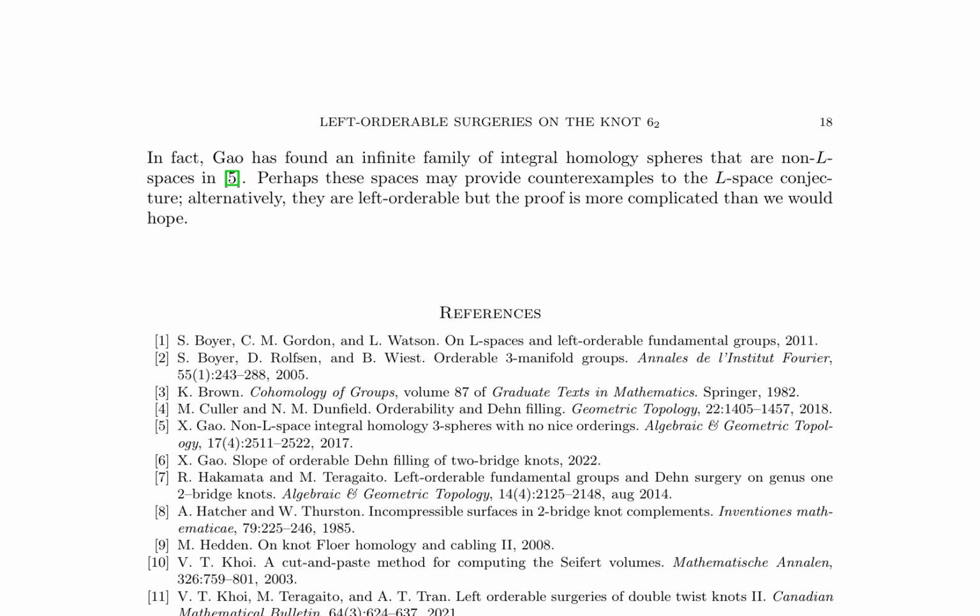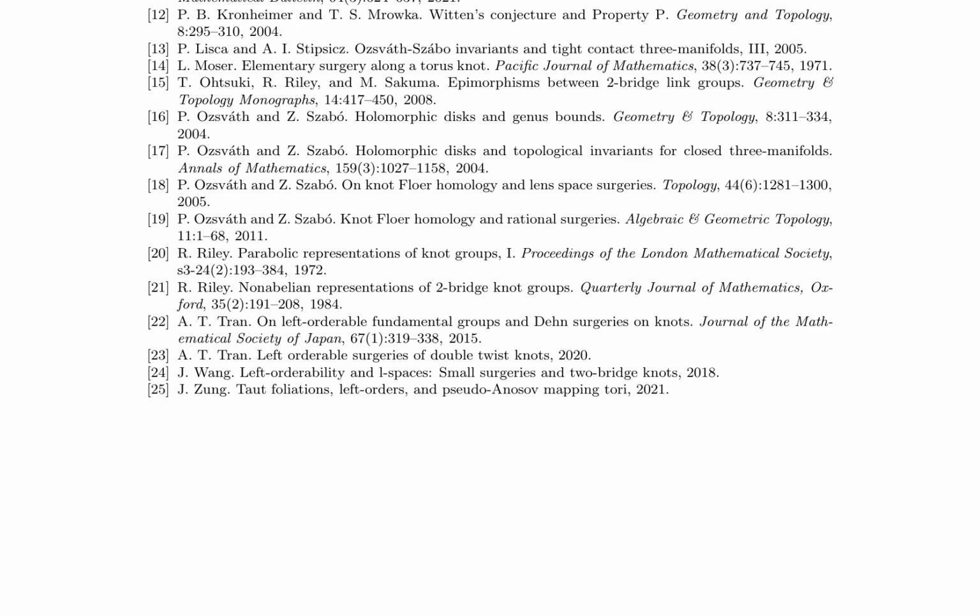The paper concludes by highlighting the limitations of the method, particularly in finding non-L-space integral homology spheres that may provide counterexamples to the L-space conjecture. It also references other studies on knot Floer homology, Dehn filling, and left-orderable fundamental groups, emphasizing the importance of understanding the relationship between these concepts and the L-space conjecture.